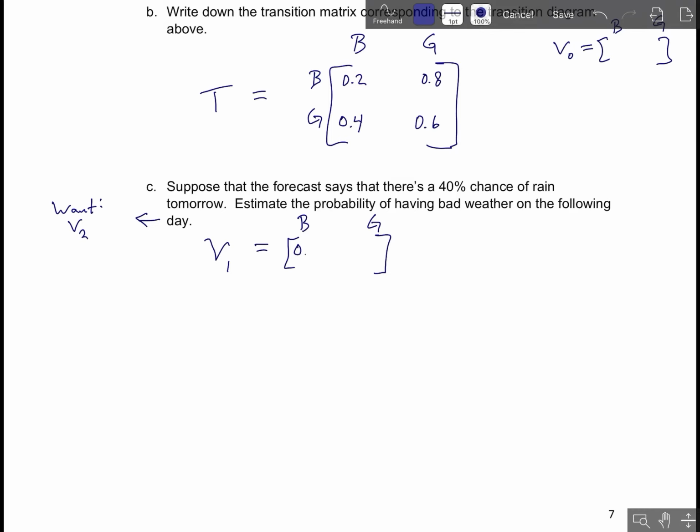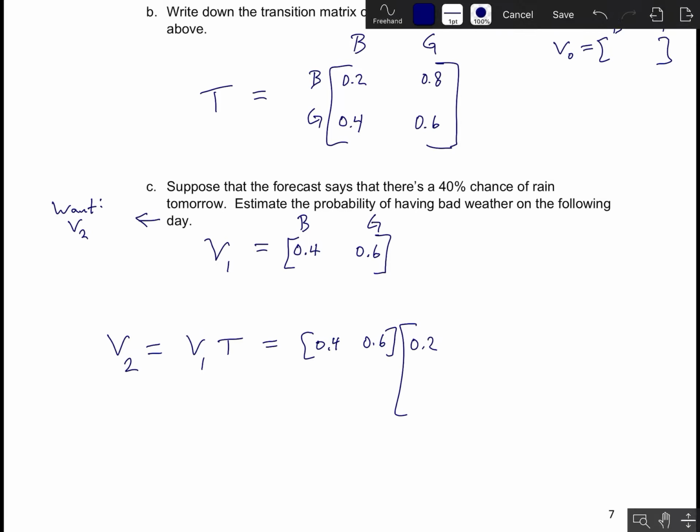There's a 40% chance of rain tomorrow. So that means there's a 40% chance that the state will be bad tomorrow. And therefore, there's a 60% chance that the state will be good tomorrow. So if this is our forecast for day 1, or for 1 day from now, then we can use our model to generate a forecast for any future day that we want. But in particular, we can find the forecast for the next day. If I want the forecast for the next day, I just need to take state 1 and take 1 time step. So I'm just going to take the 0.4, 0.6, and multiply by our transition matrix, 0.2, 0.8, 0.4, 0.6.